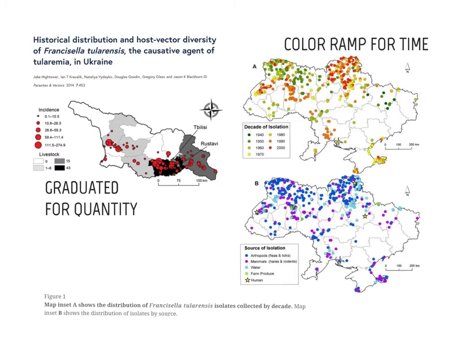If you want to display quantity, you should display graduated symbols. If you're just interested in illustrating a difference, such as a difference in time, you can use different colors. And if you want to illustrate differences, for example here, the source of isolation, whether it came from an arthropod like a flea or a tick, or a mammal like a rabbit or a rodent, then you can indicate different colors.